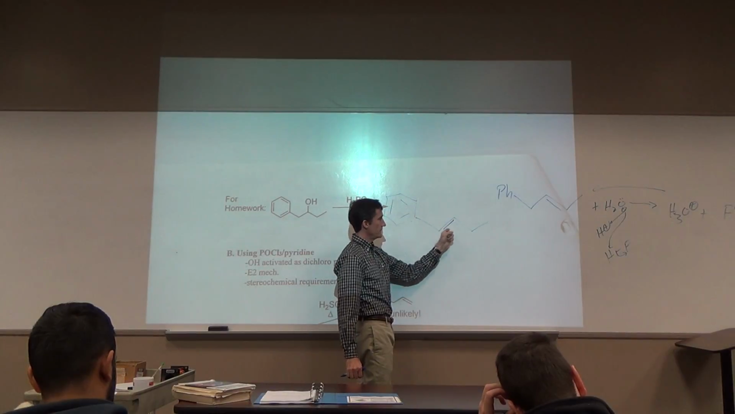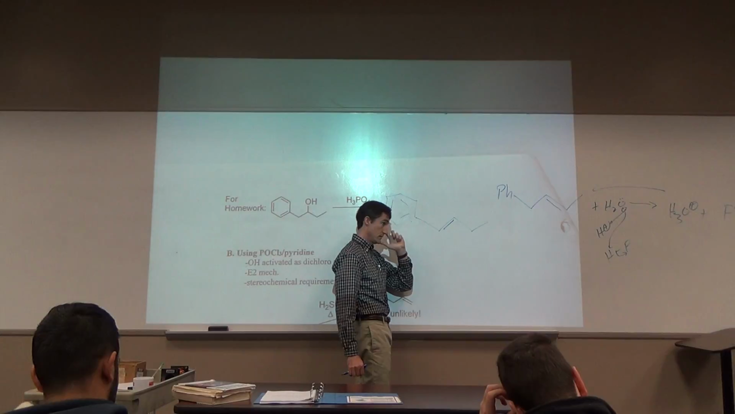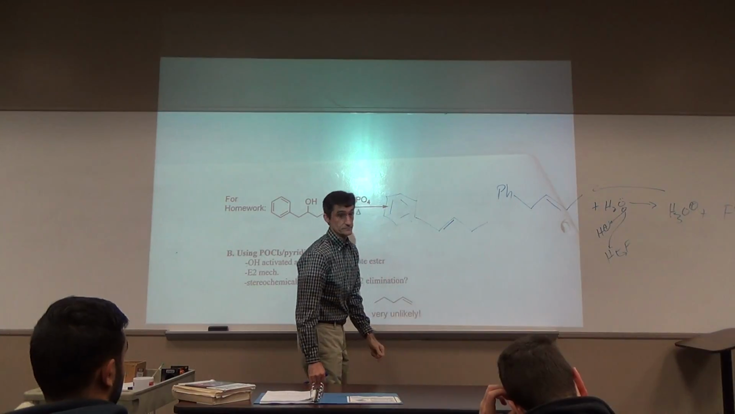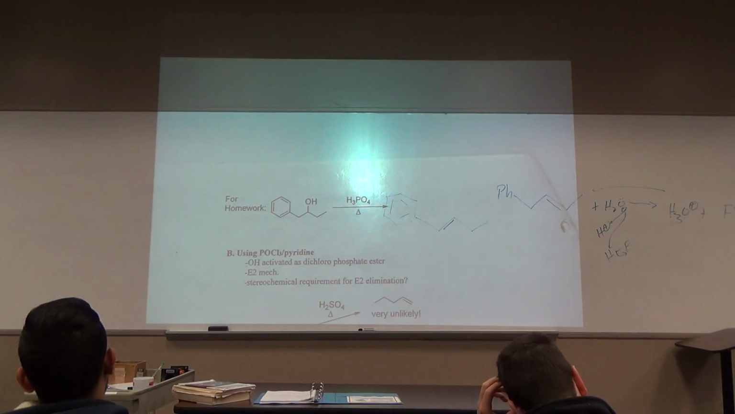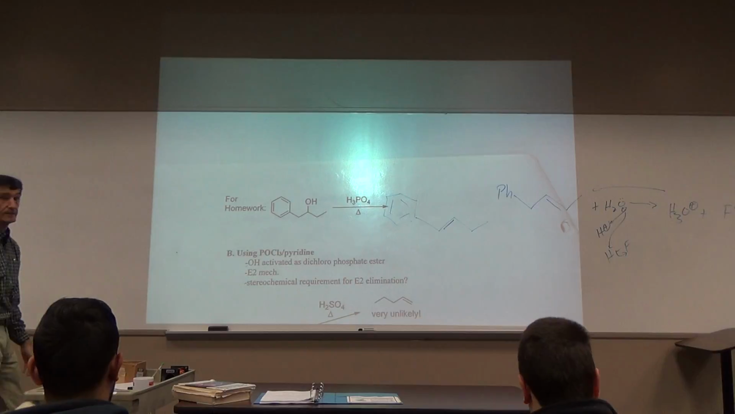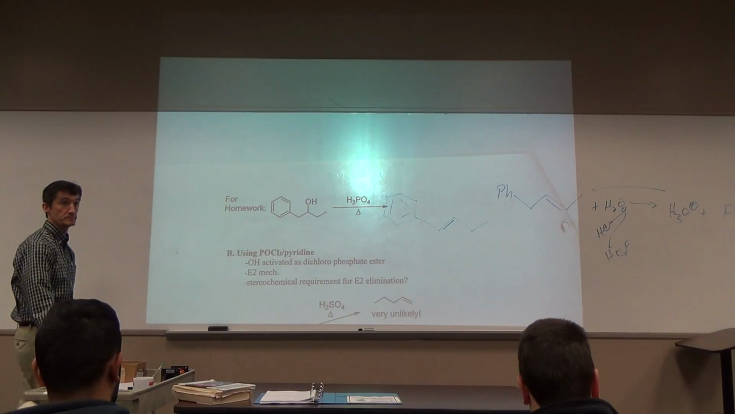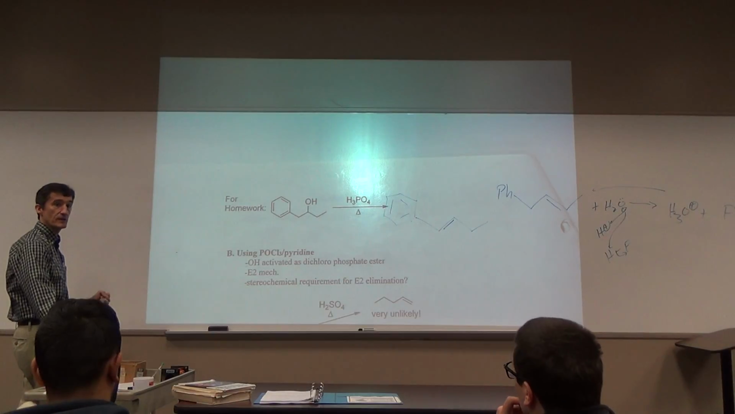Now I drew this trans. Could we draw it cis? Is the product trans or cis? Why trans? Because trans is more stable than cis. E1 always gives the most stable. That's it. Boom. Don't have to worry about anticoplanar or nothing. Because E1 is driven by thermodynamics, and the most stable is going to win out.